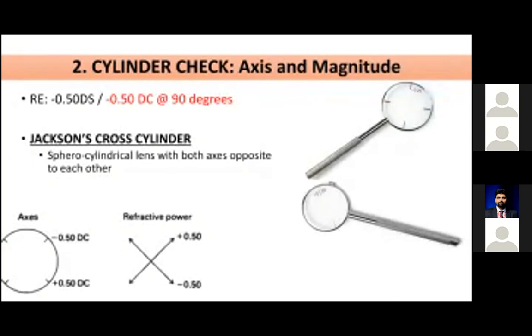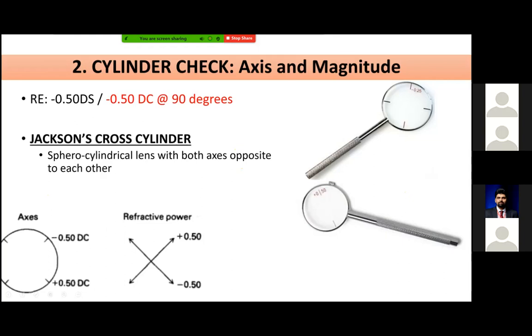So what is the Jackson's cross cylinder? So you can see this is nothing but a lens which is mounted on a handle. So this lens is a peculiar lens. It's a spherocylindrical lens with opposite powers in the opposite meridian. So in one meridian, you have minus power and an exactly opposite plus power in the opposite meridian. So you can have either minus plus 0.25 or minus plus 0.5, or even 0.75 or 1 are used, but these are the most commonly used ones, 0.25 and 0.5.